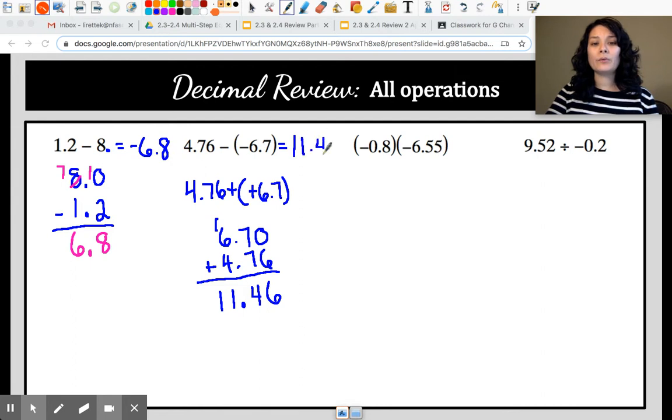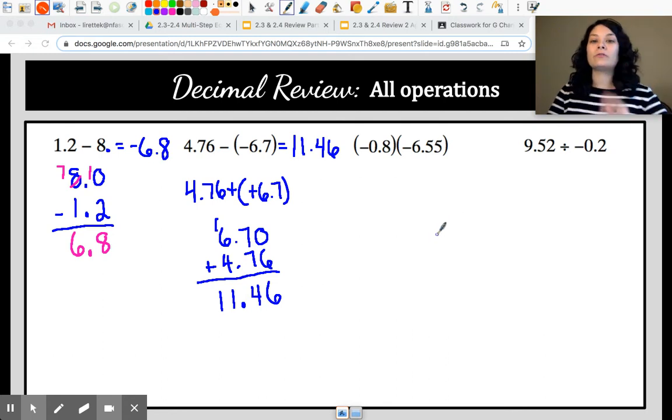And again, you always want to go back to the original problem and ask yourself, what should the sign of my answer be? Well, if both of these ended up turning into positives that I was adding, my answer should remain a positive. Now let's take a look at some multiplication and division examples.